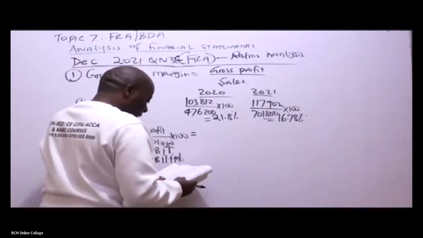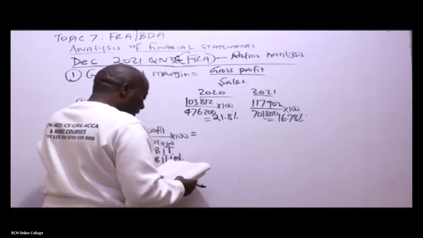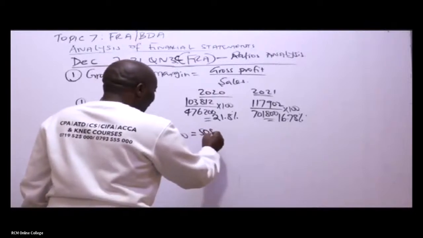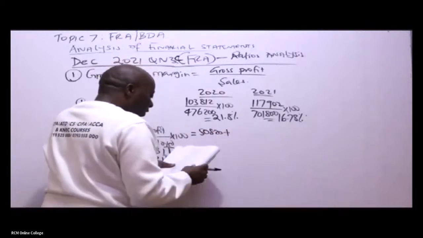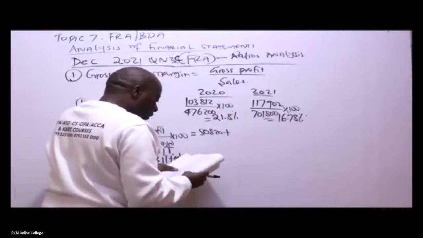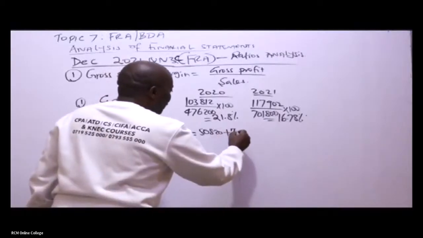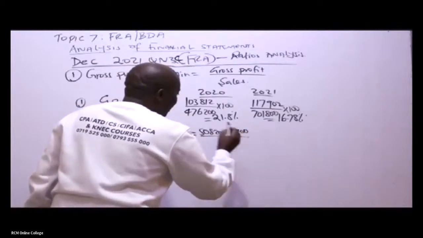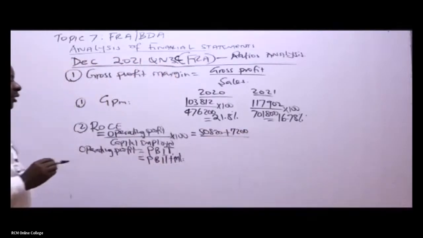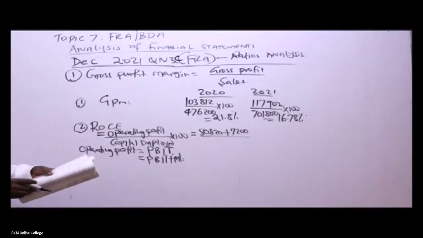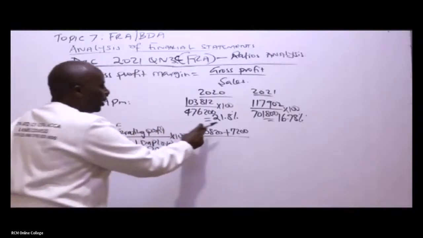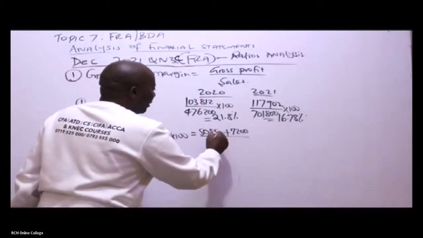So then this one here will be equal to the PBT. I can see it is 50,820 plus the interest for this year. Interest for this year, ladies and gentlemen, which is the same as finance cost, is 7,200. Whatever I get, I divide this by the capital employed. 50,850. Thank you very much. 50,850.